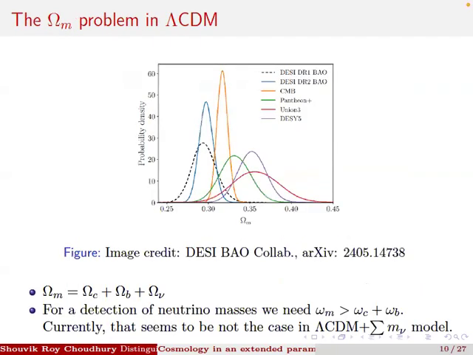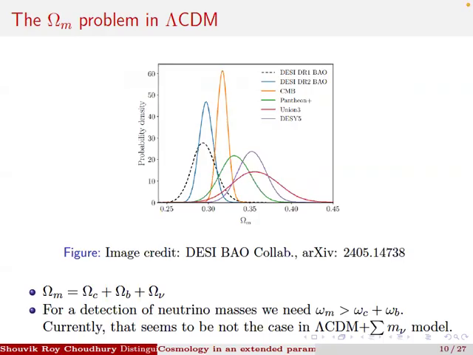Now, what is the problem in lambda CDM? The problem is with omega m basically. The DESI BAO collaboration has a new paper which came out this year. It should have been 2505. I think this arXiv number is wrong basically.